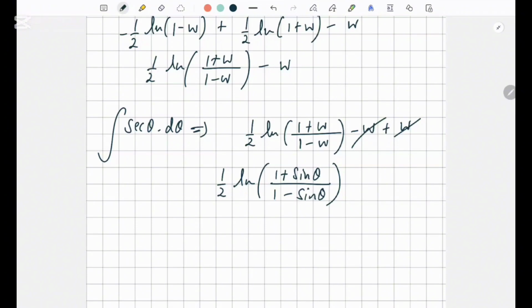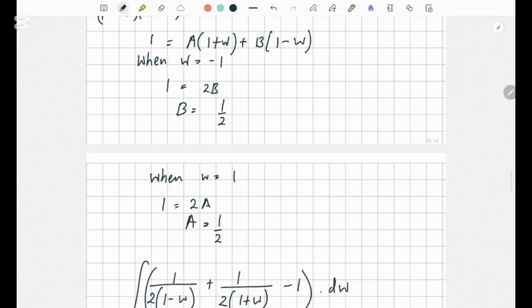You could leave your answer like this, this is the correct answer, but there's another form for this. You could write this as also equal to ln(sec theta plus tan theta), I think. Yes, it's also equal to that. Either way it's correct, because this is what the integral gave us, so you write your answer like that.